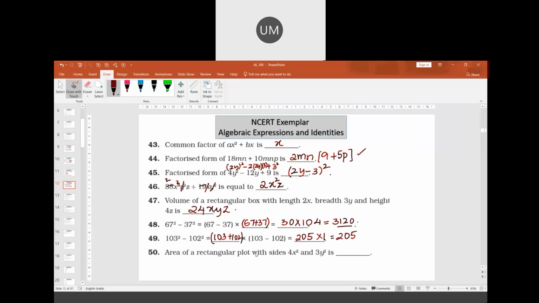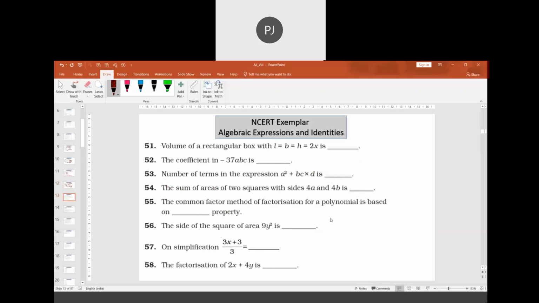Area of rectangular plot. Sir, 12x square y square. Area is always length into breadth. Volume is always length, breadth, and height. LBH. Here, volume of a rectangular box with length equal to breadth equal to height equal to 2x is 8x cube, sir. Very good, yes, 8x cube.